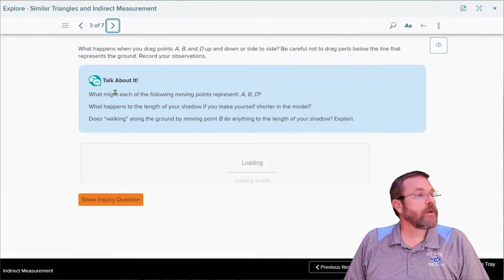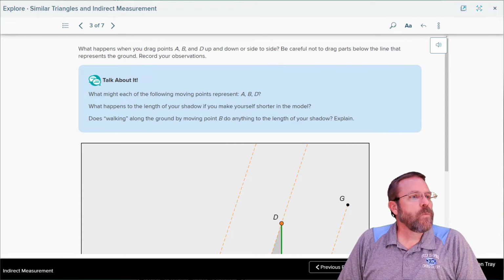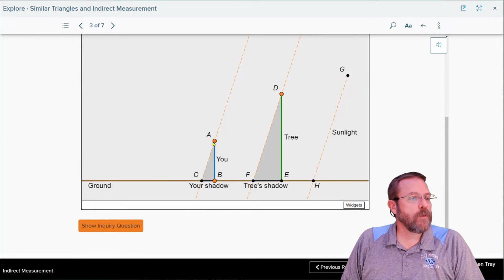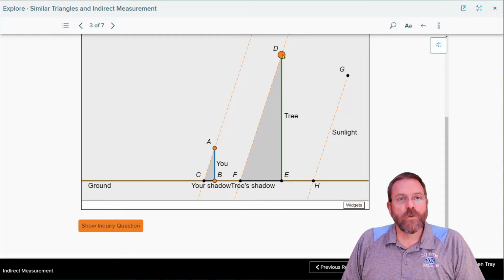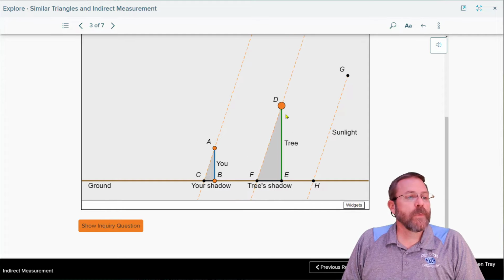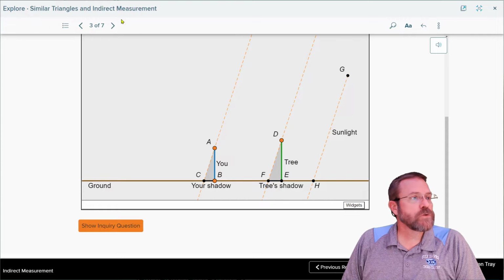Let's keep going here. The next question asks, what happens when we drag points A, B, and D up, down, or side to side? Be careful not to drag the points below the line that represents the ground. All right, so if I drag up A, you can see that your shadow is going to get longer. If you suddenly shrink, your shadow is going to get shorter. Same with the tree. As the tree grows, its shadow gets longer. As the tree shrinks, the shadow gets shorter.